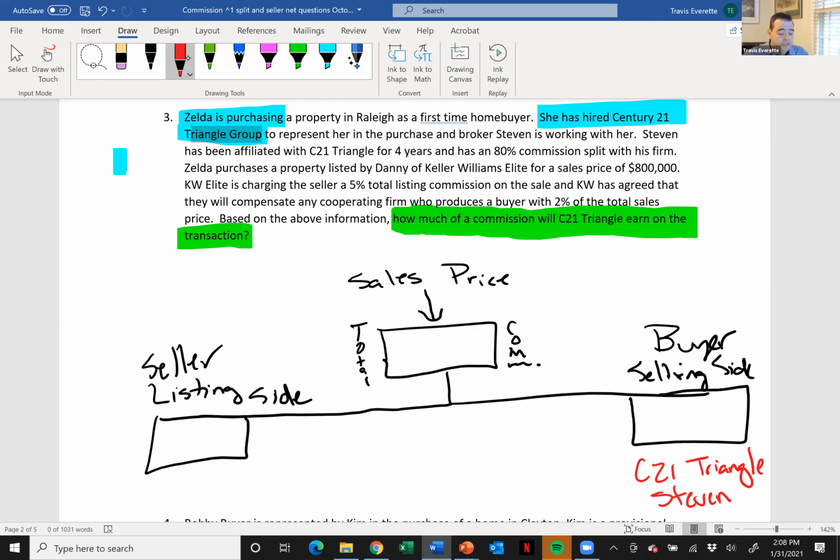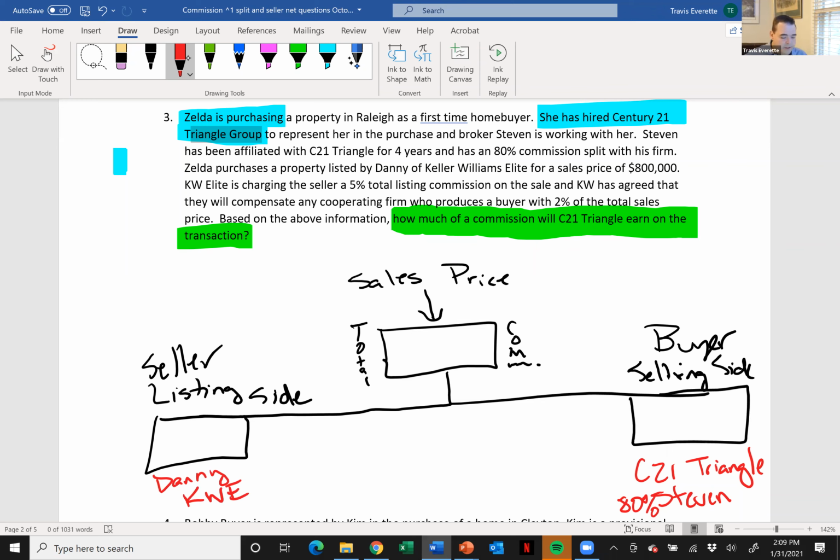So Steven's been affiliated with Century 21 Triangle for 4 years and has an 80% commission split with his firm. Well, okay, so I'll put him here. He's got 80% split with his firm. Good for him. If they didn't ask us for that, if they asked for that, we might have a problem. We'll see. Okay? Zelda purchased a property listed by Danny of Keller Williams Elite. So over here on the listing side, we've got Danny. And we've got Keller Williams Elite. So I'm just going to put KWE there.